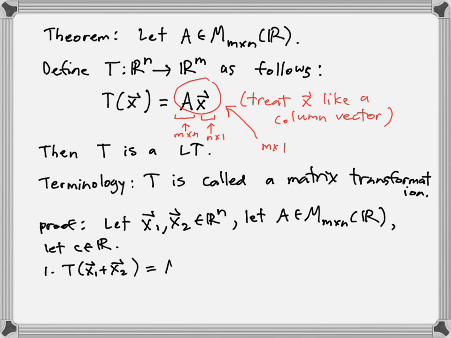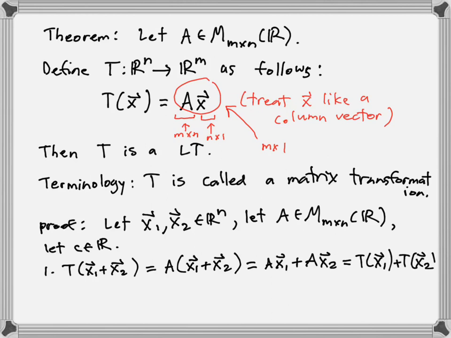Well, this is defined to be matrix multiplication A(x1 plus x2), but we know that matrix multiplication distributes over addition, so this is Ax1 plus Ax2, which is the same as T of x1 plus T of x2. So property 1 holds.